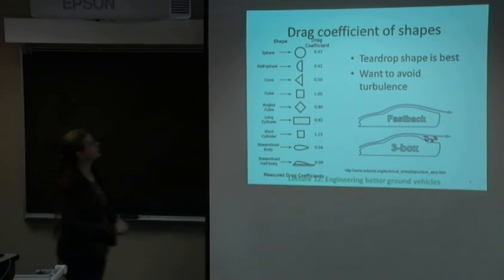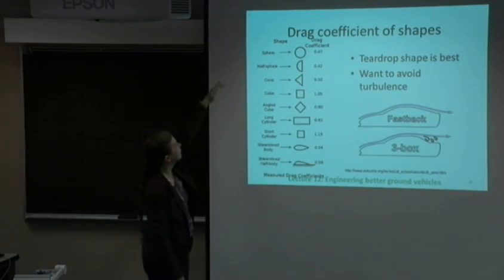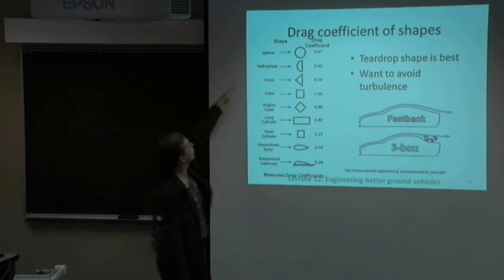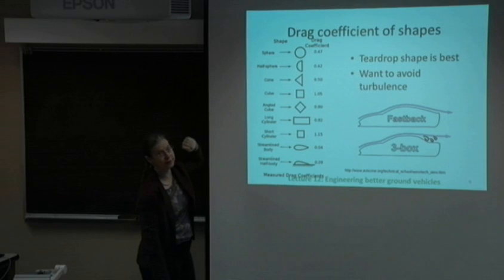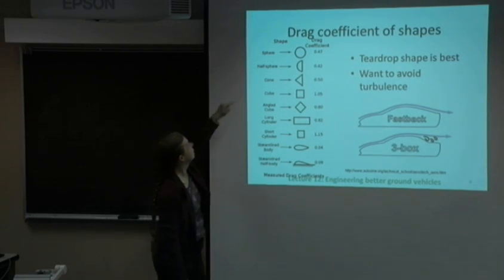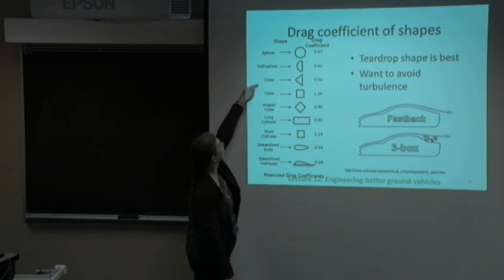Here's the drag coefficient of a bunch of different shapes. A sphere is almost a half sphere, so turbulence can form back here. It's actually worse than a real sphere. I think that's interesting. A cone has a cross-sectional area of a cone, a half.